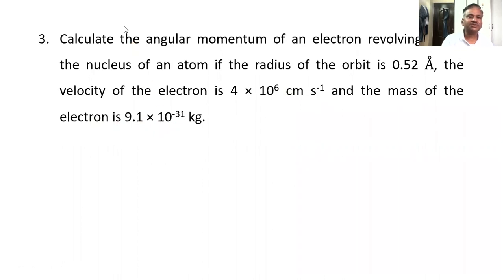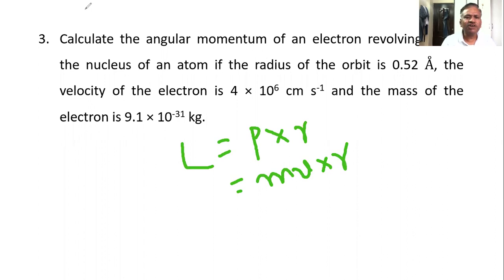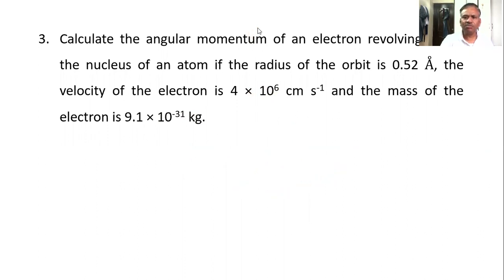Okay, students. Angular momentum is nothing but L. L equals the momentum about a distance. What is P? Linear momentum equals mv into r. We should know the value of m. M is already there. And the velocity of the electron has been given here. You need to convert it here, and the radius is a direct substitution. Substitute the values of m, v, and r, and then calculate the angular momentum here.